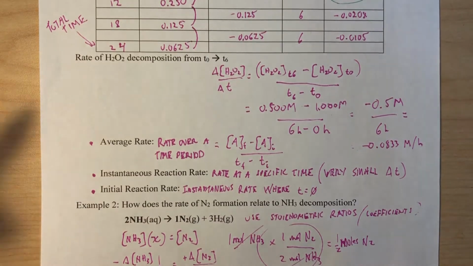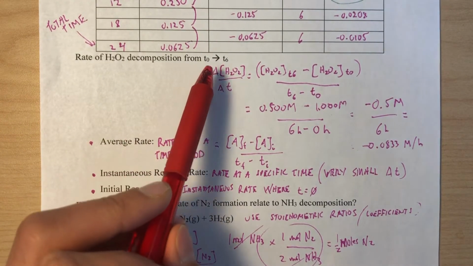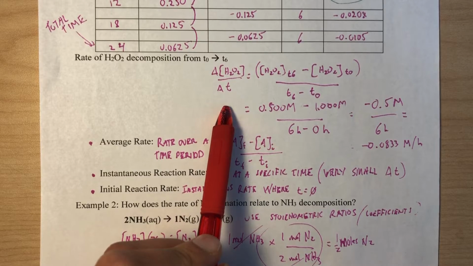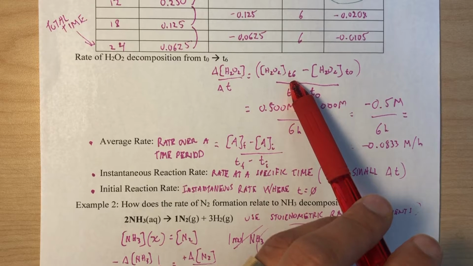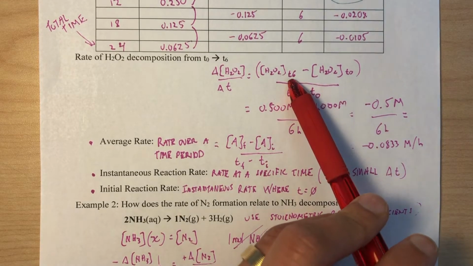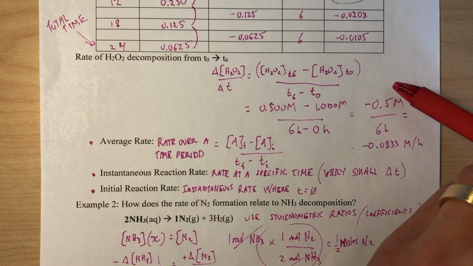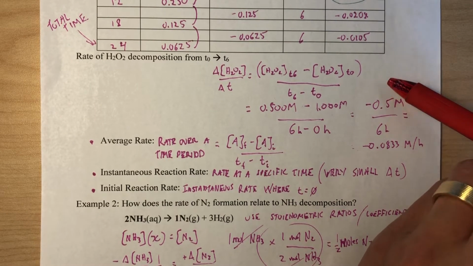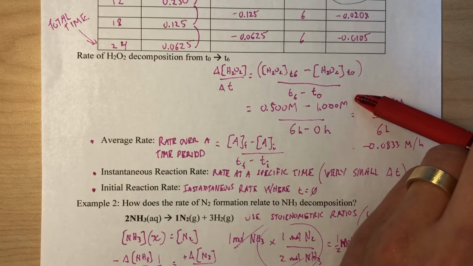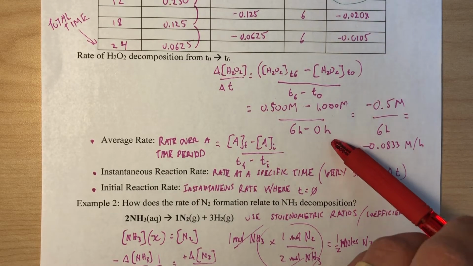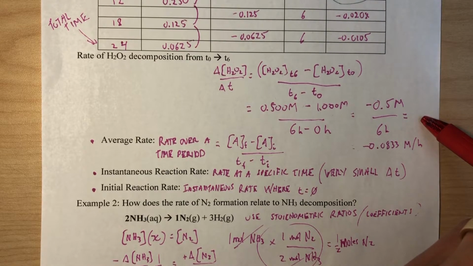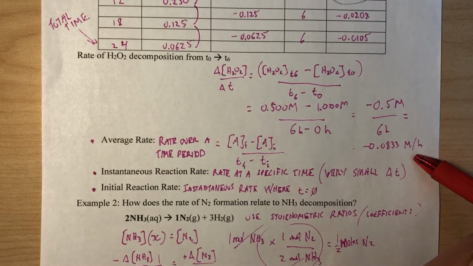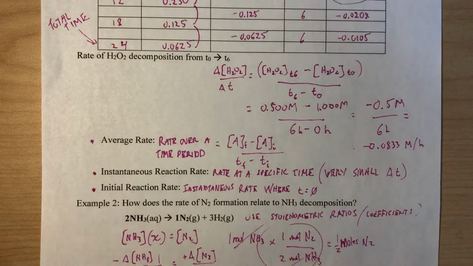The rate of decomposition from time 0 to time 6 for H2O2 decomposition is going to be equal to the delta H2O2 concentration over delta T. And so we take our final time minus our initial time. In this example, that is time 6 and time 0. So our H2O2 concentration at time 6 minus time 0 is divided by our time at 6 minus our time at 0, which is 0.5 minus 1 over 6 minus 0, which is negative 0.5 molar over 6 hours, which ends up being negative 0.0833 molar per hour.